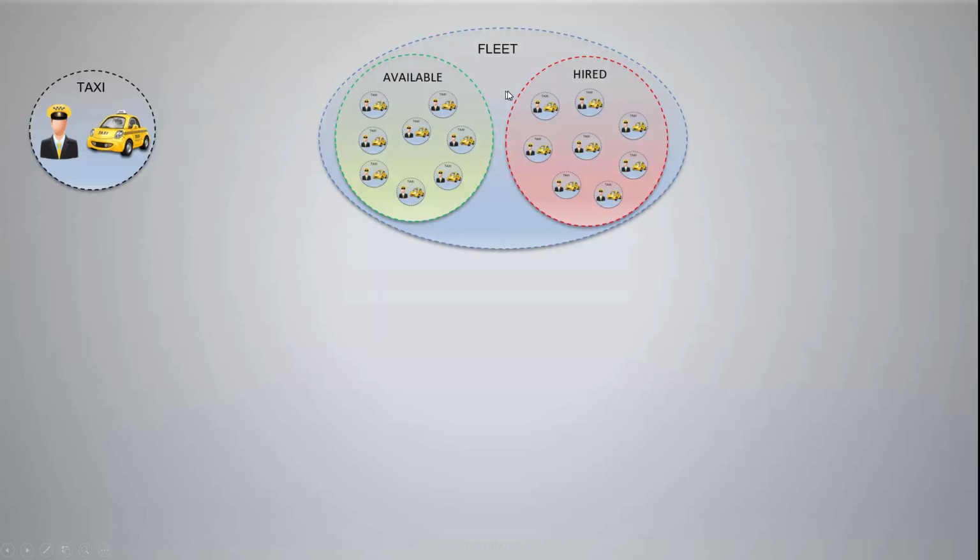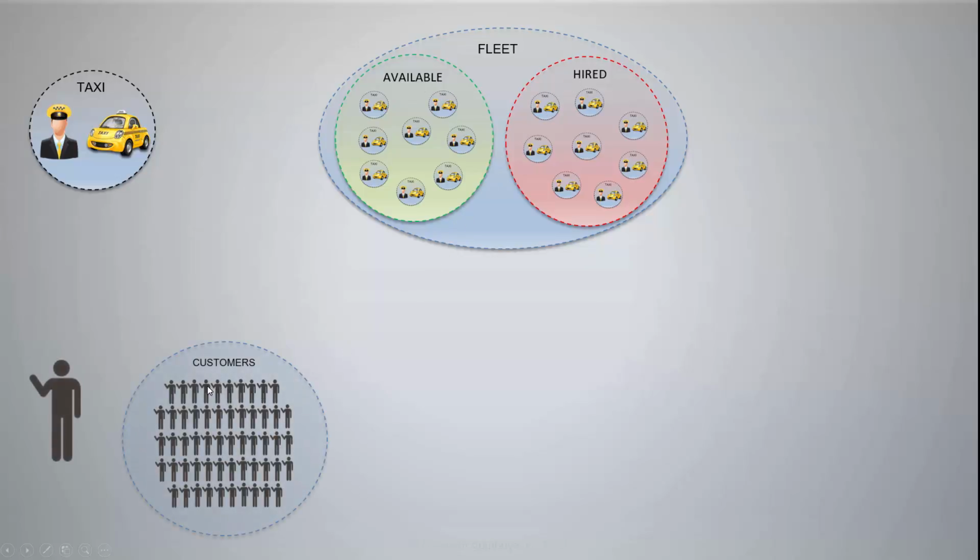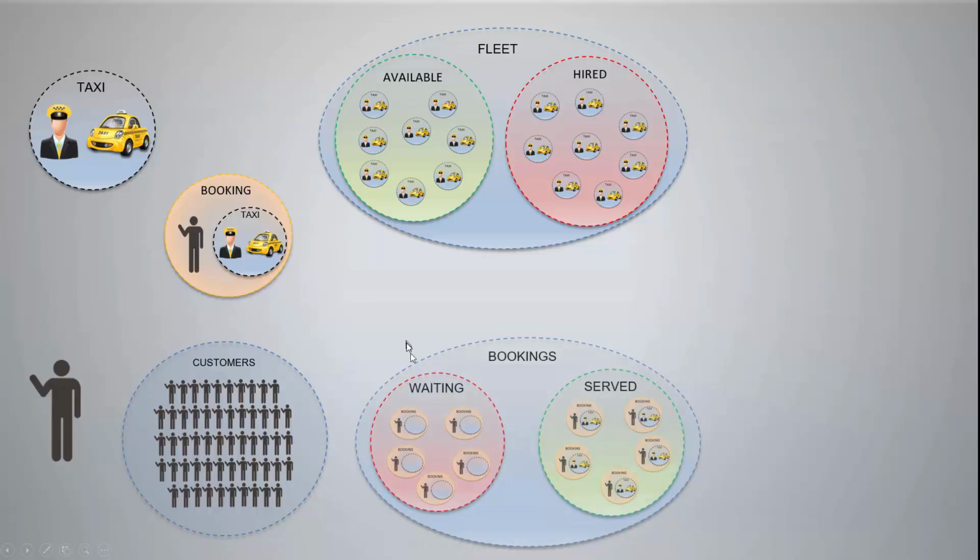So the information architecture of our taxi booking system will look somehow like this. We will have taxis formed by a connection between a driver and a vehicle, as we described before. They will be grouped in a set called fleet, which will have subsets of the fleet, showing which taxis are available and which taxis are hired. We will have a set of registered customers. We will have bookings, which will connect a customer to a taxi when served. They will be placed in a set called bookings. These bookings can be organized in 2 subsets, the ones that are waiting and the ones that have been served.